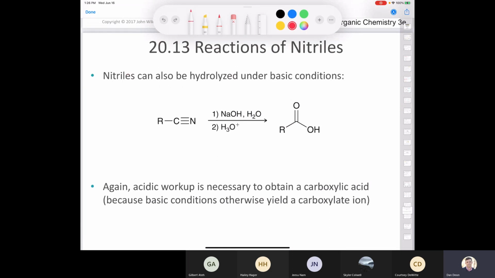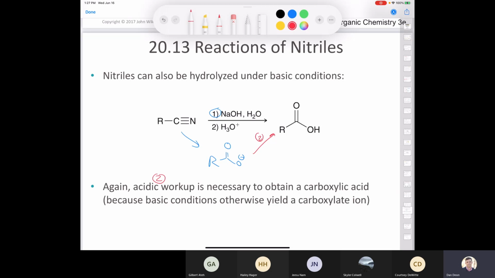You can also hydrolyze a nitrile besides treating it with aqueous acid and just converting it straight to a carboxylic acid. You can also hydrolyze it under basic conditions. Keep in mind that you need to do an acidic workup, right? That's the second step. You need to do that because after the first step, since you're in aqueous base, you wouldn't end up with a carboxylic acid. You'd end up with a carboxylate, right? So then you just need to treat it with the source of protons, and there you go.